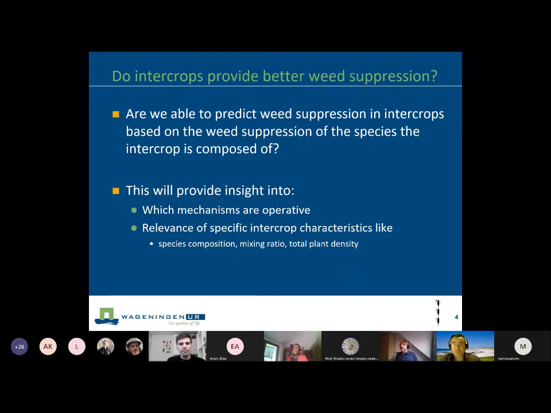So do intercrops provide better weed suppression? And to answer that question, we framed the question a little bit differently. We say, are we able to predict weed suppression in intercrops based on the weed suppression of the species the intercrop is composed of? And if we are able to do so, then probably we have a much better understanding of the mechanisms that are operative within the intercrop, and also the relevance of specific intercrop characteristics, like which kind of species are you combining in an intercrop, what is the mixing ratio, and what is their total plant density.